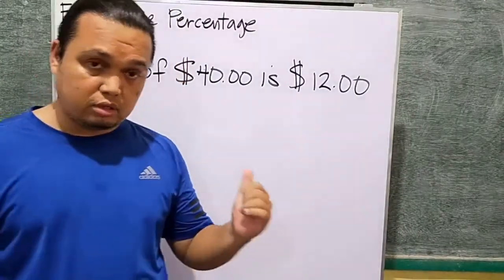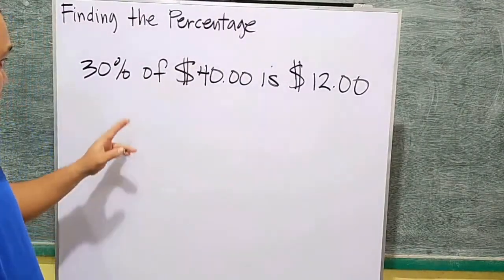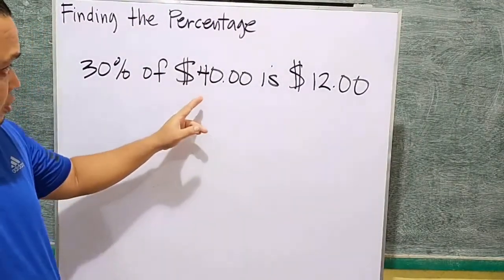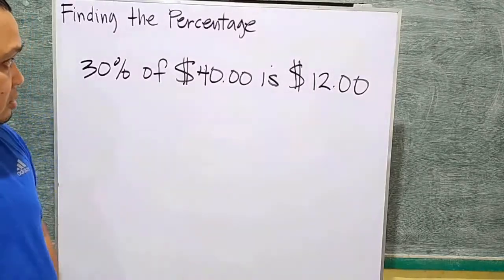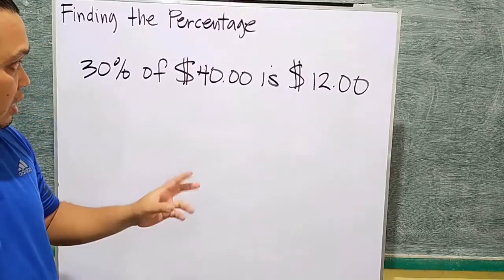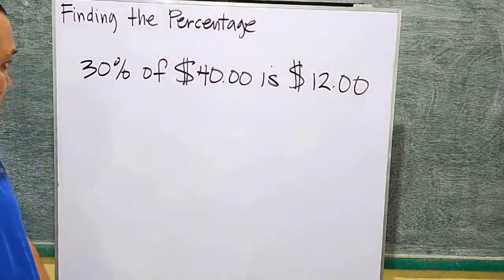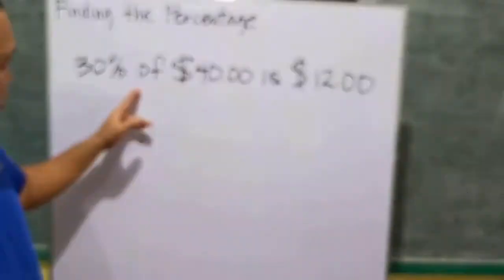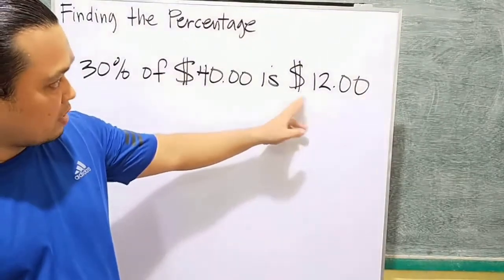Now on the board, as you can see, we have an example. 30% of 40 is 12. I have put dollars here to give it monetary value. So if we're going to read this, 30% of $40 is $12.